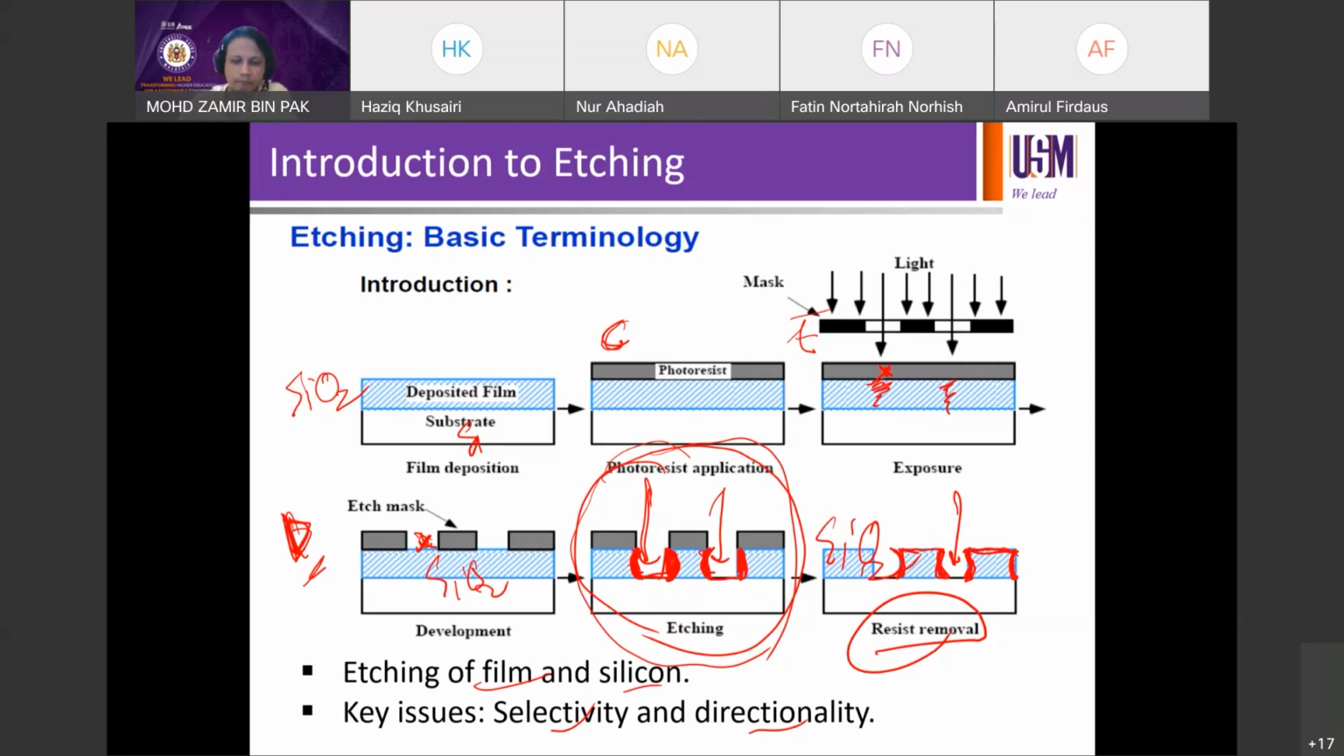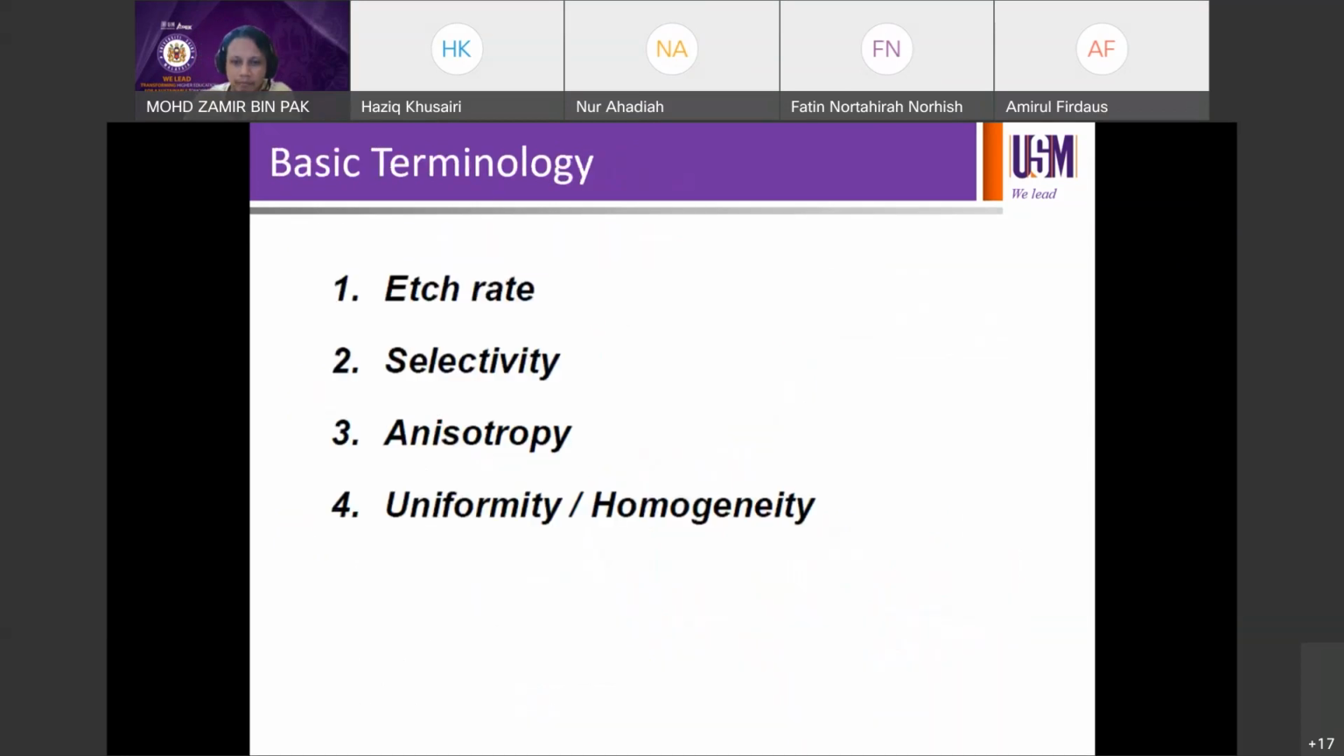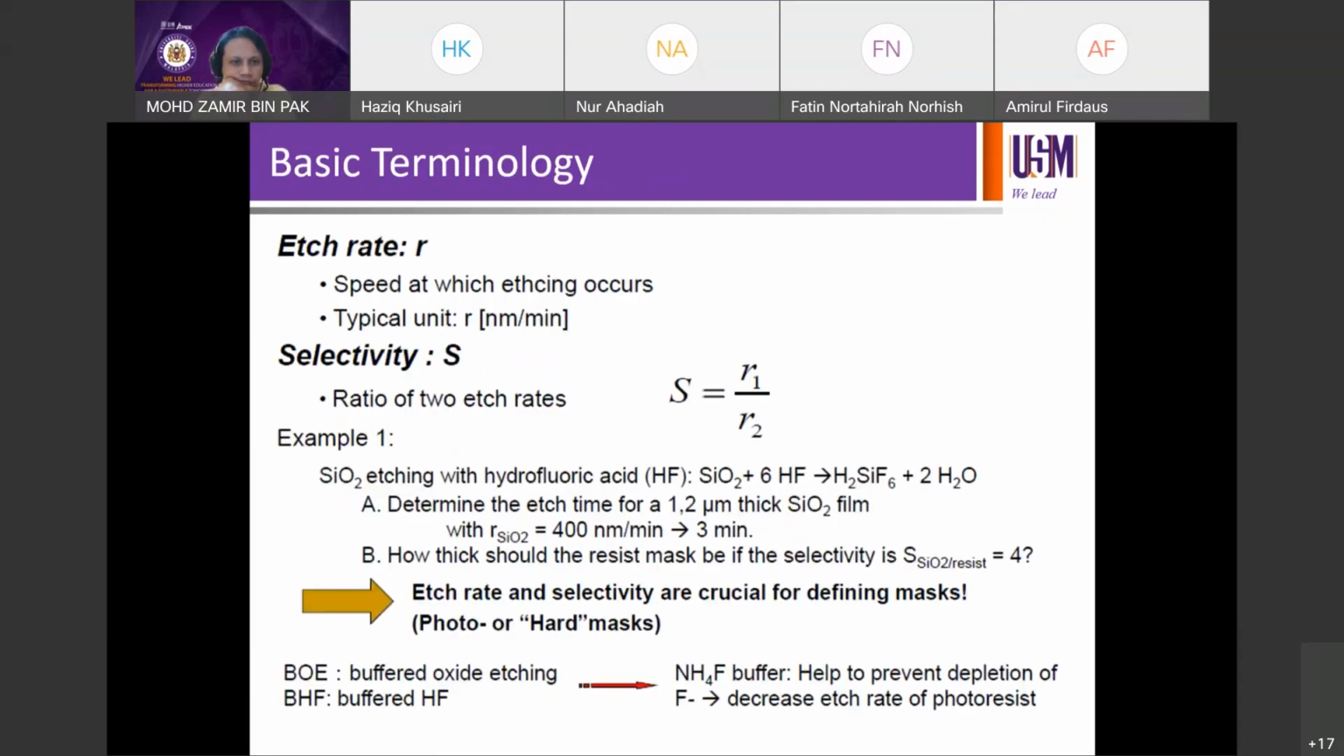Right. So clear? Good. So there are a few things that you want to learn: etch rate, selectivity, anisotropy, uniformity, homogeneity. Okay. Saya dah cover sikit tadi. Etch rate dah cover sikit. We're going to look into the details. Selectivity and anisotropy, whether it's one direction or just equal etch rates around.